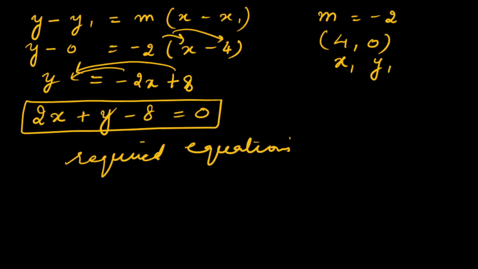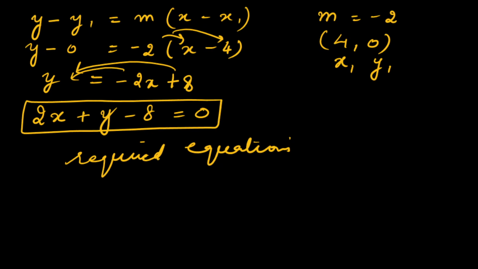Yes, so are you all getting the same answer? Are you all getting the same equation? 2x plus y minus 8 is equal to 0. Okay, so Jayashree has given the same.